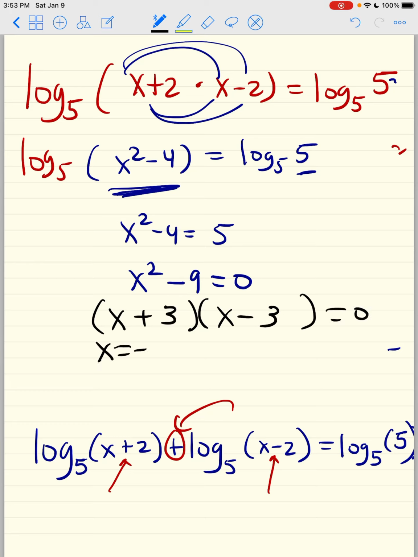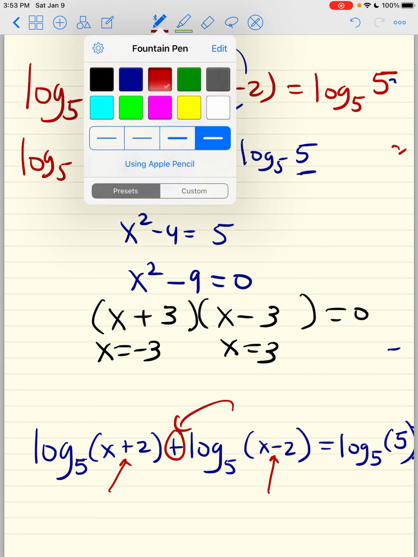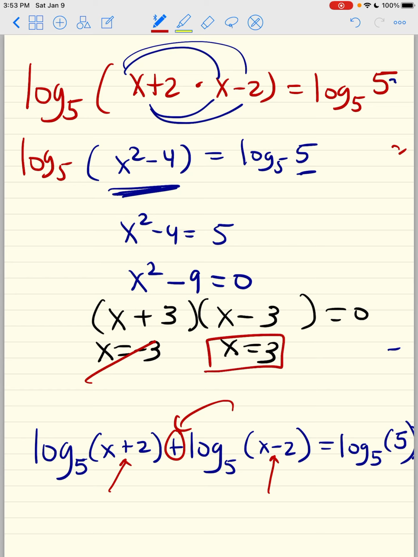Now something very important here. You always reject negatives. I don't want to say always. 99% of the time you reject negatives. And here's why. When you go back to put the negative 3 here, negative 3 plus 2 makes negative 1. 5 to what power makes negative 1? Nothing. No exponential function can be negative. Okay, so my answer is only x equals 3.